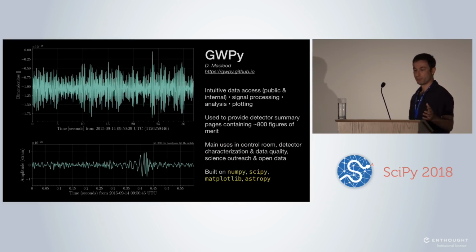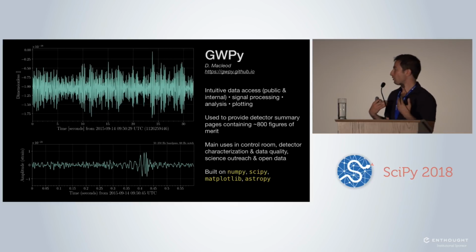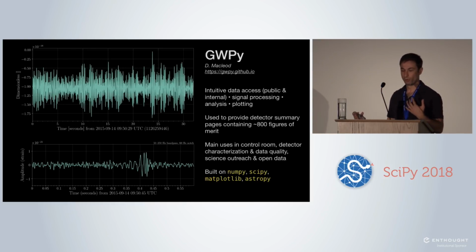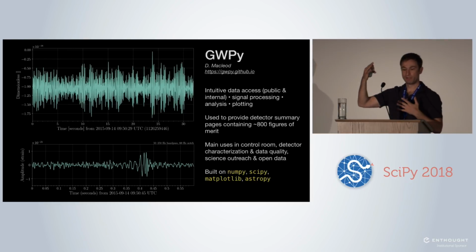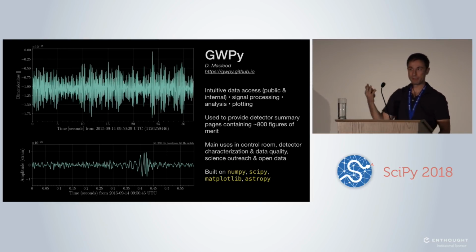So next, in the control room, we're running the detector, and now we want to look at the data and see if it looks reasonable. For that, we use a tool called GWpy. It's a package for accessing data, both public data and internal unpublished data, doing basic signal processing techniques and analysis and plotting. It's used to do a lot of quick look investigations in the control room, and it's also used to produce our detector summary pages, which are live collections of about 800 different figures of merit that we use to look at the health of all the different subsystems.